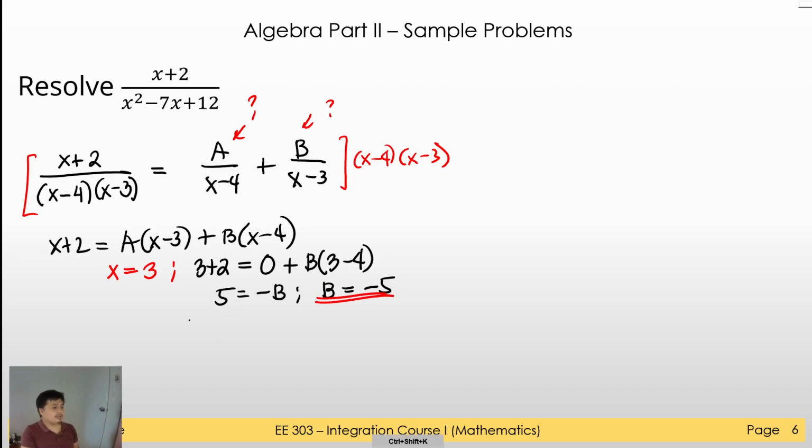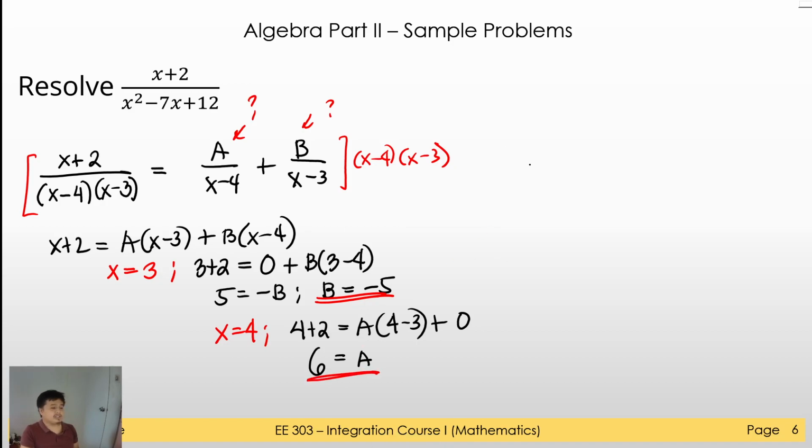For letter A, we can assume a value of 4. If we assume a value of 4, this will be cancelled out. So x is equal to 4. We have 4 plus 2 is equal to A(4 minus 3), and then plus B times, sorry, this should be just 0, so 4 minus 4, 0. So solve for A here. We have 6 is equal to A. So therefore, A is equal to 6.